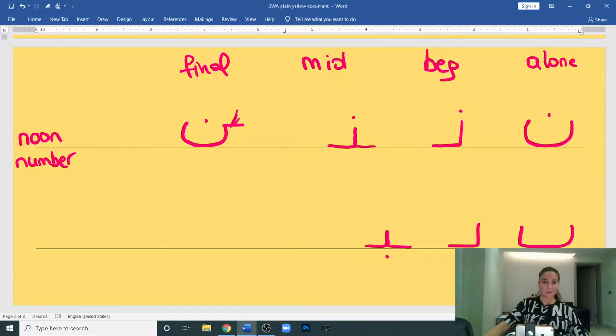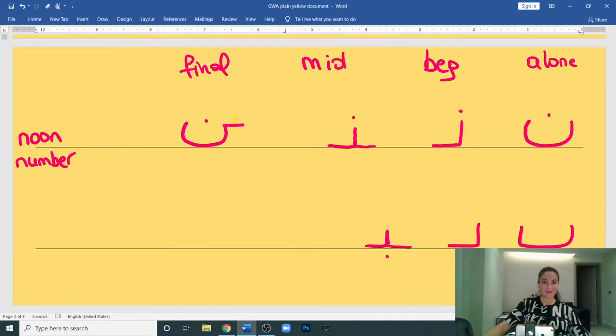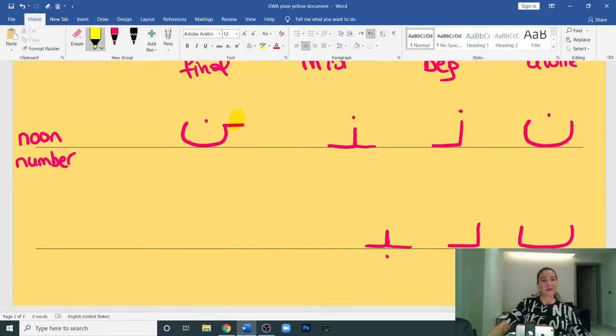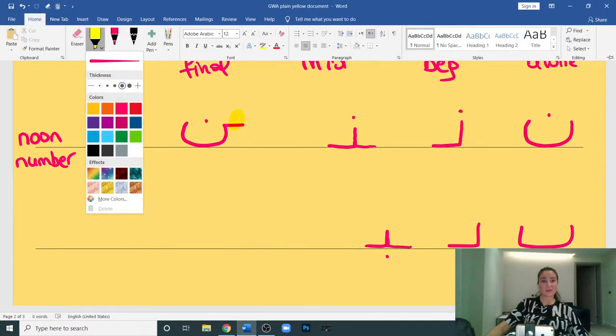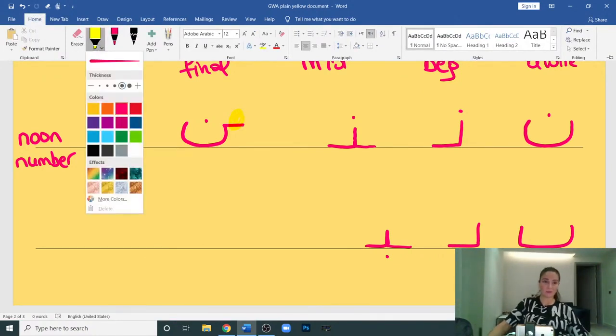Oops, that was not nice. Wait. Let me highlight it with a different color. There is the highlighter. You see the tail here is floating. So it means something will happen. Something should happen. Okay? It's not going to be like the ba, ta, tha, which we joined here.